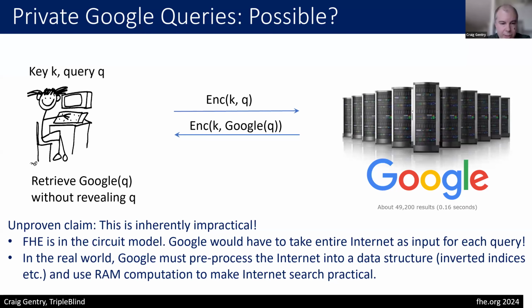So one unproven claim, I mentioned before, you should be suspicious of unproven claims that things are impossible. But the claim that I made is that Google queries are always inherently going to be impractical, because FHE is in the circuit model, and if you want to do a Google query, the entire internet has to be basically an input to that circuit. That means for each query, Google has to process the entire internet. And that's not going to be at all efficient compared to what it does now, which is use all sorts of sublinear data structures, random access memory, to make the internet search happen in a fraction of a second.